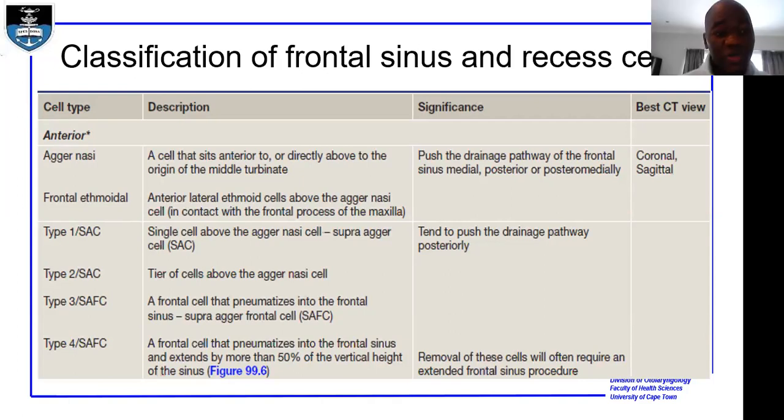And you find a type 2, which is a tier of cells that sit above the Agger nasi cell, but they don't enter the frontal sinus. Then you get a type 3 and type 4. These are cells that enter the frontal sinus to varying degrees. The type 3 is a cell that pneumatizes into the frontal sinus and is called a supra-agger frontal cell. The type 4 cell pneumatizes into the frontal sinus and extends by more than 50% of the vertical height of the sinus.